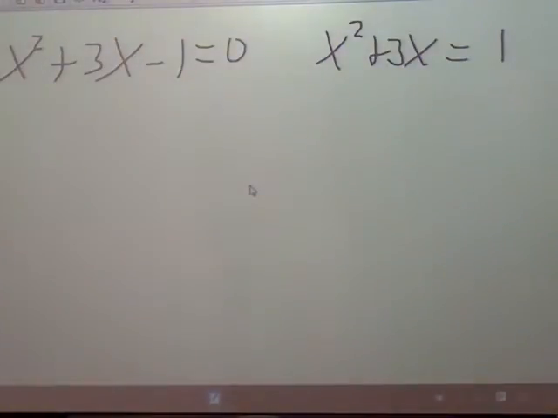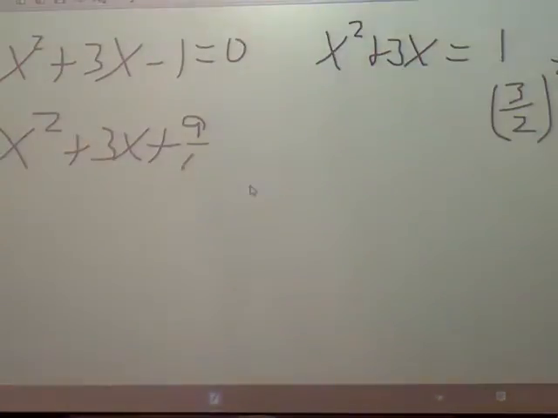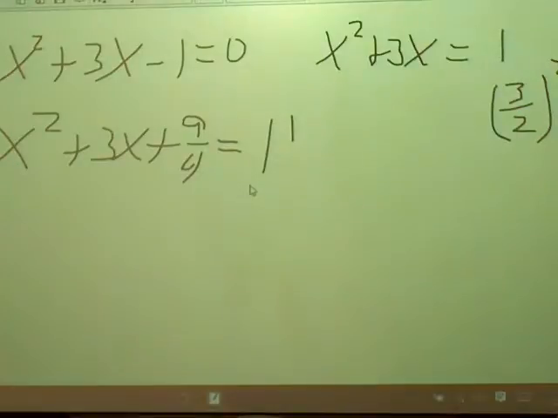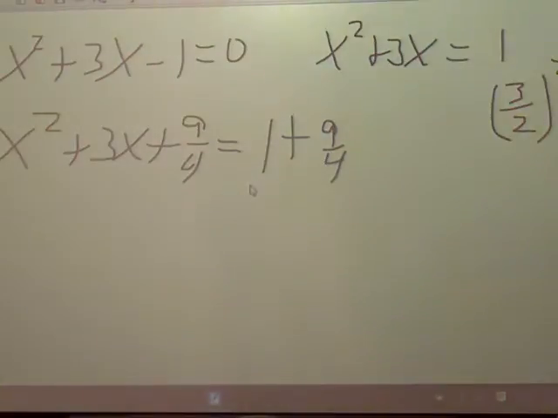Now you got to get a good c, so take your 3, and this one's going to be a fraction. We're going to leave it in fraction form. Take your 3 and half it, and then square it. So that's going to be x squared plus 3x plus 9 fourths. 3 squared is 9, 2 squared is 4. equals 1 plus 9/4. It's always easier to leave that in fraction form because it's real easy to know what the square root of the top and the square root of the bottom is. If you put it as a decimal, it's harder to figure out.